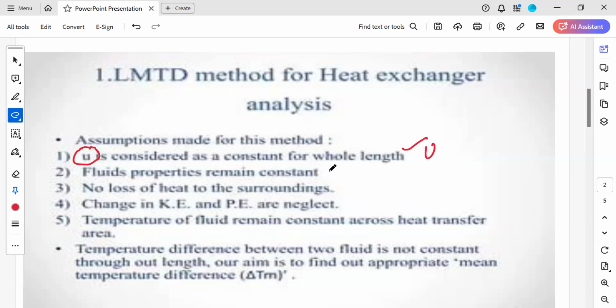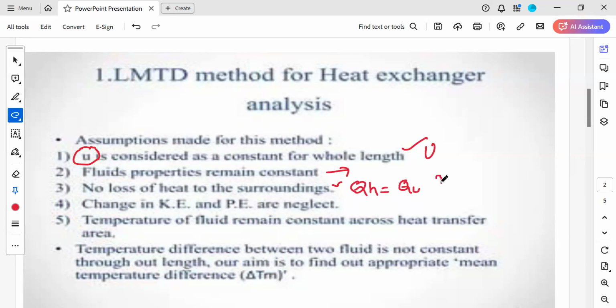Next, the properties of the fluid remain constant. After steady state only, we are going to take the properties into consideration. Therefore, we are assuming all the properties remain constant. Next, we are assuming no loss of heat to the surroundings. So heat will be given by the hot fluid and heat will be taken by the cold fluid. That's all. There are no other heat losses.